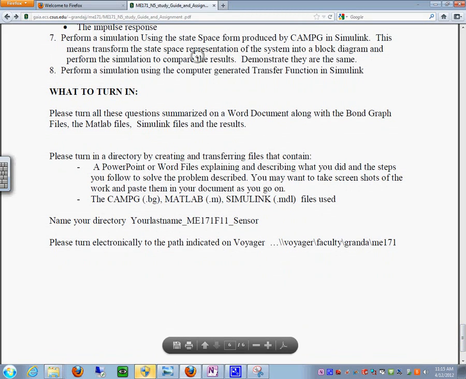Then on number 7 it says perform a simulation using the state space form produced by CamG and Simulink. This is a block that actually contains the matrices, and Simulink can analyze that. So this means to transform the state space representation into a block diagram and perform the simulations, compare the results, and demonstrate they are the same. And then perform the simulation using the transfer function that CamG will generate for you. So what we need to focus on next is producing this transfer function.